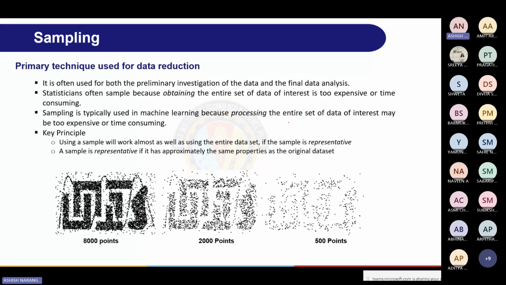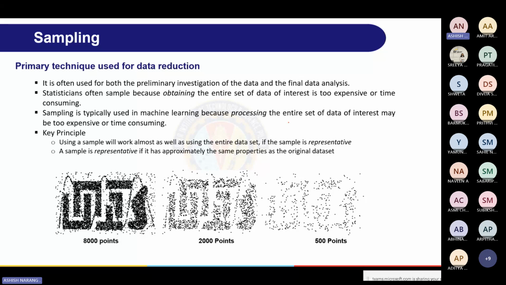So statisticians often do sampling because if you want to use the entire data set, it will be too expensive and time consuming. Imagine you want to come up with an opinion poll by reaching each and every person. That's not even possible, right? So sampling is typically used in machine learning because processing the entire data set may be too expensive and time consuming, right? If you look at these points here, you can sample the complete ones at 8,000 points, and then the 2,000 points and the 500 points and all, right? So depending on what we are trying to do, we can do sampling, but it should not be a very random sampling.